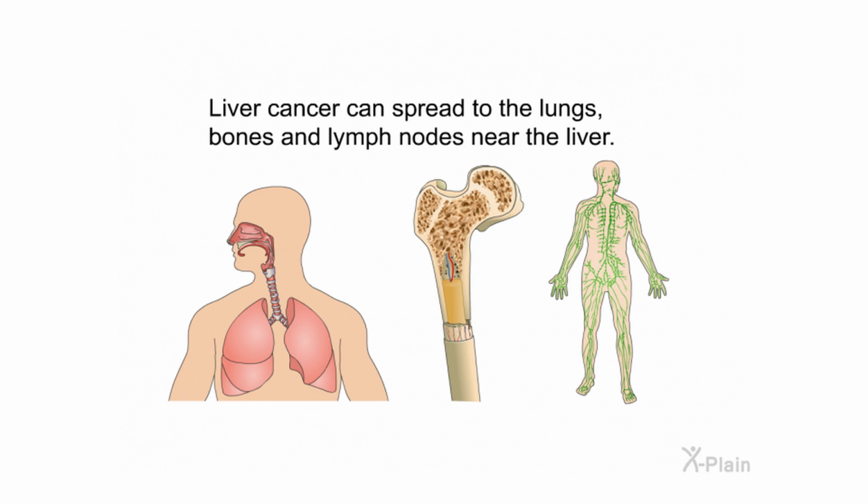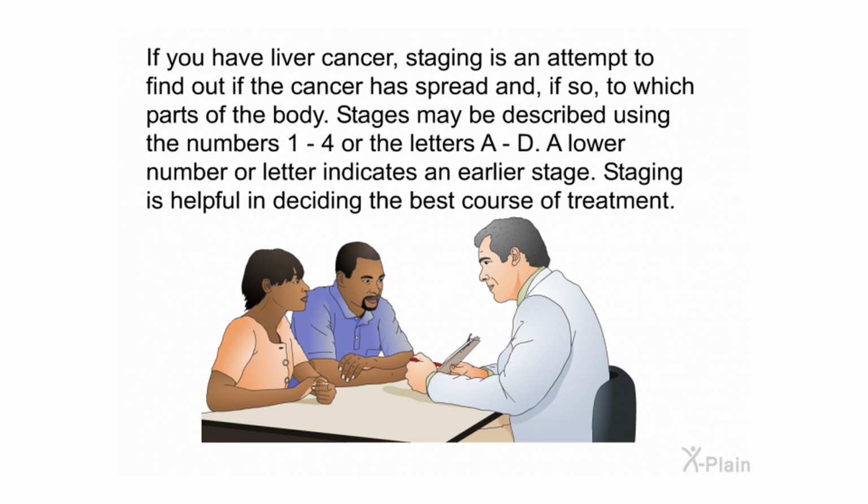Staging. Liver cancer can spread to the lungs, bones, and lymph nodes near the liver. If you have liver cancer, staging is an attempt to find out if the cancer has spread, and if so, to which parts of the body. Stages may be described using the numbers 1 through 4 or the letters A through D. A lower number or letter indicates an earlier stage. Staging is helpful in deciding the best course of treatment.